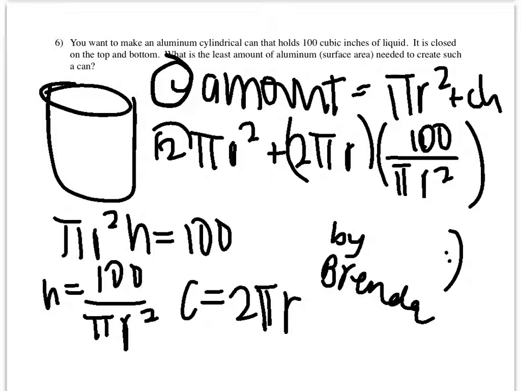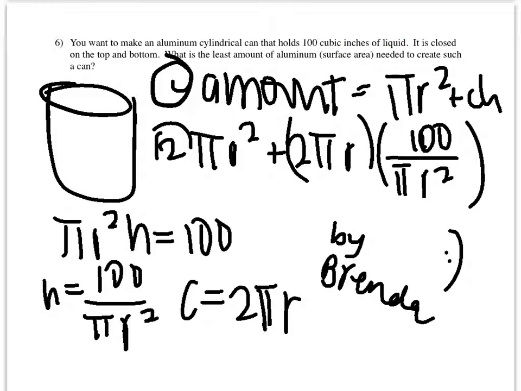Okay, so we have three variables, we need to get the same ones. So in step 2, we leave pi r squared because we're going to solve for r. Here it says that the can holds 100 cubic inches of liquid.